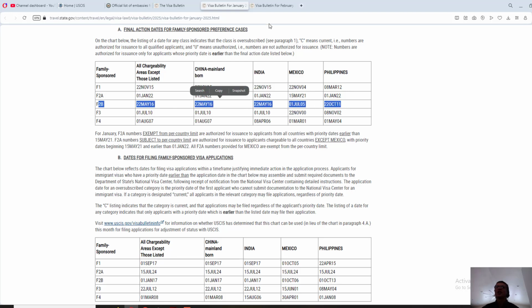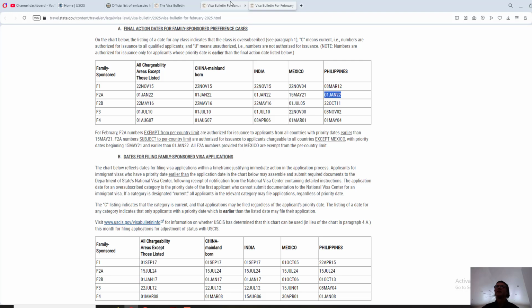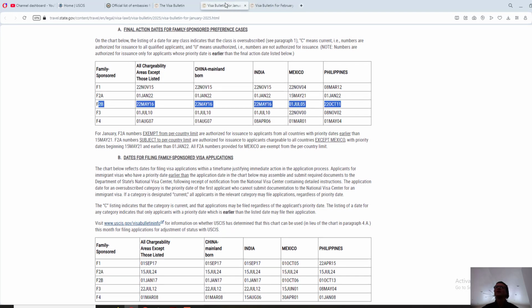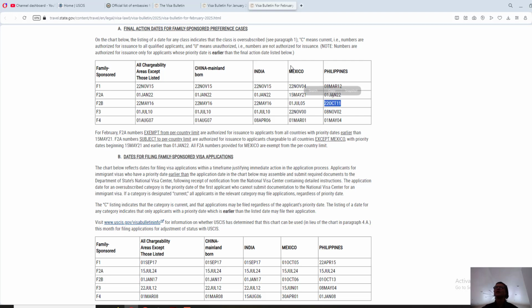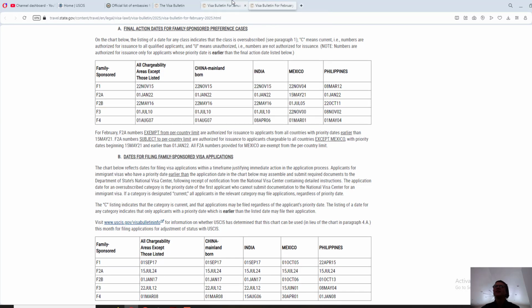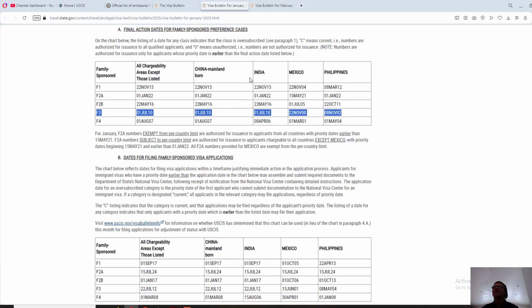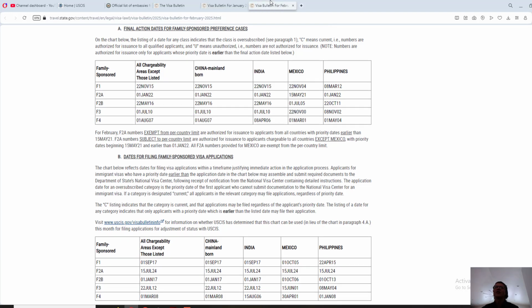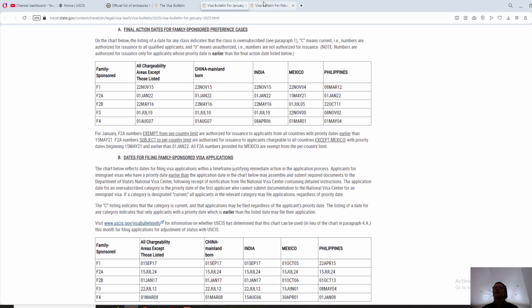Okay, let's look at F2B. That's F2B for January. So in February, no movement for all chargeability, no movement for China, no movement for India, no movement for Mexico, no movement for Philippines. Wow. F3. No movement for F3. I'm gonna get rid of this. No movement for China, no movement for India, no movement for Mexico, and no movement for Philippines. And it looks like the same is the case for the fourth preference, family preference category. No movement whatsoever.